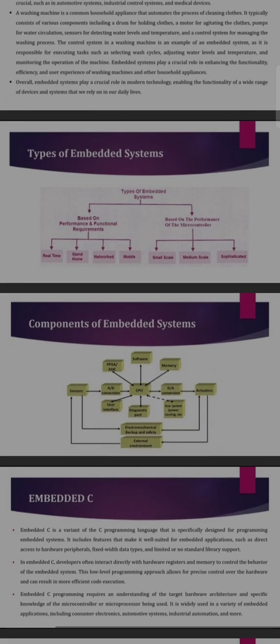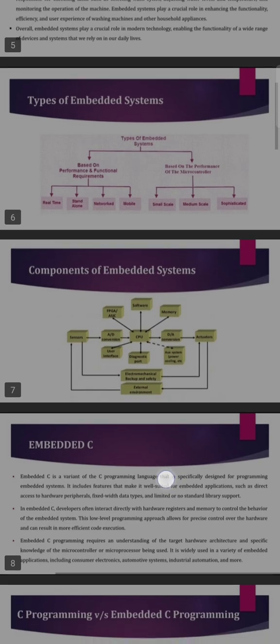Types of embedded systems. There are two classifications: based on performance and functional requirements, and based on the performance of the microcontroller. Based on performance and functional requirements, there are four types: real-time, standalone, network, and mobile. Based on the performance of the microcontroller, there are three types: small scale, medium scale, and sophisticated.